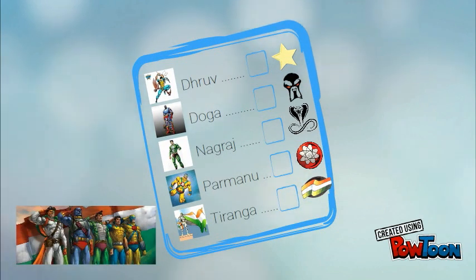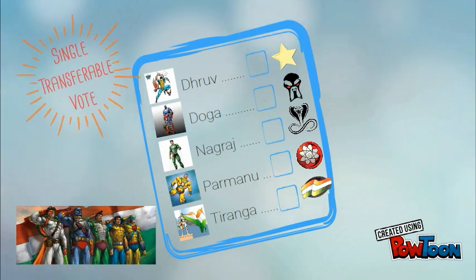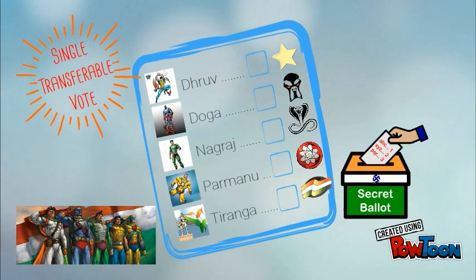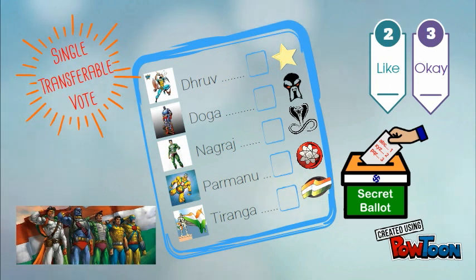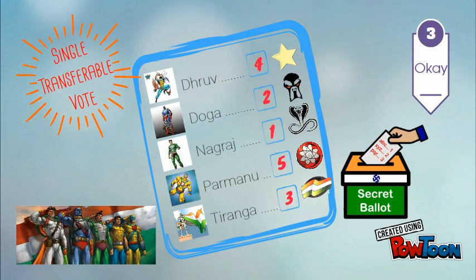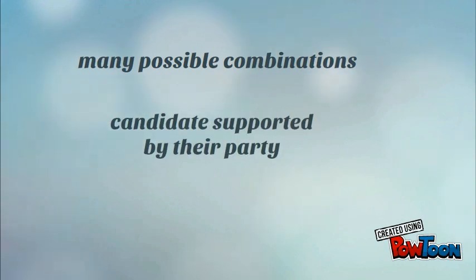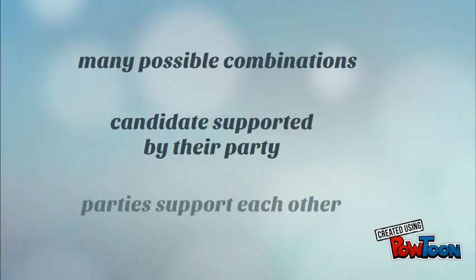Every elector will now cast their vote. The election is held by method of single transferable vote using secret ballot system. Here ranked voting is practiced such that an elector has a single vote that is initially allocated to their most preferred candidate, and as the count proceeds and candidates are eliminated, it is transferred to other candidates according to their preferences. Every elector will rank these candidates from 1 to 5 or can even rank only a few candidates, leaving other blanks. Accordingly, there are many possible combinations of ranking, but in real life, electors mostly vote for candidates supported by their parties, and again many parties actually support each other and cast similar ranking.